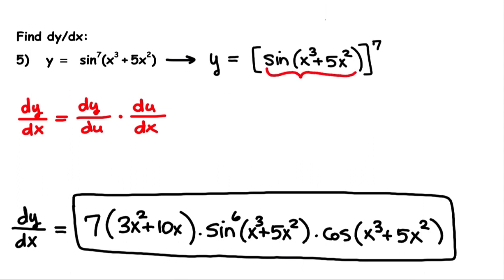He got annoyed with the complexity of this. He's like, I'm just going to call this thing u. That's easier. So therefore, he just has y equals u to the 7th, a much more pleasant looking equation. And then he wrote a note to self up here: u is the brand new name for sine of x to the 3rd plus 5x squared.